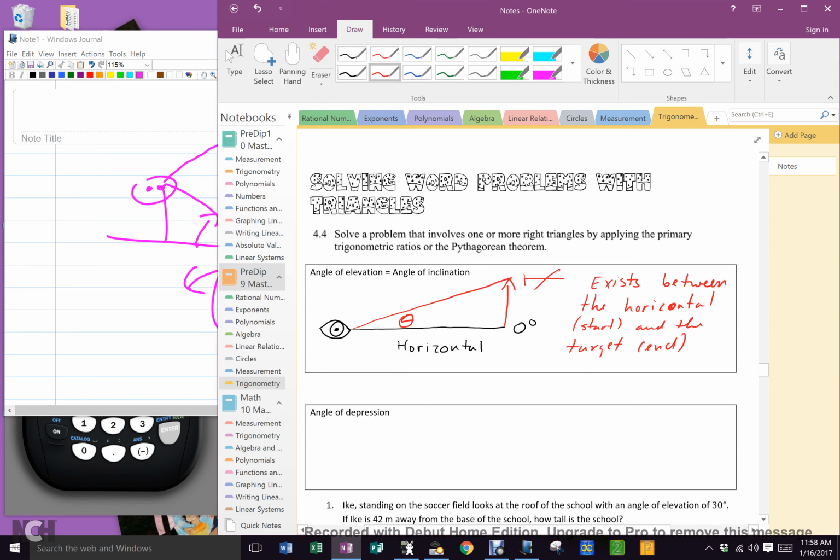Everybody mostly gets the angle of elevation. It has another name, the angle of inclination, because it makes an incline. Now, there is also an angle of depression, which, guess what, has a second name. What do you think that is? Declination.